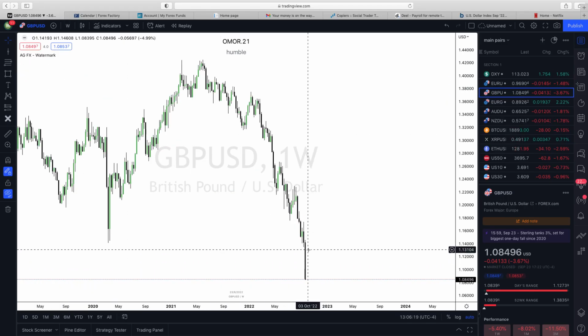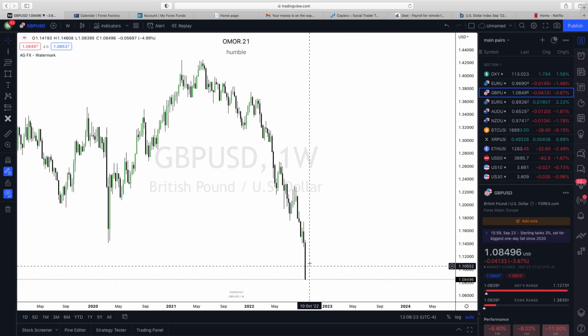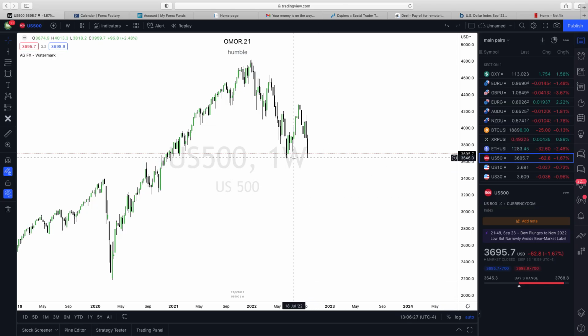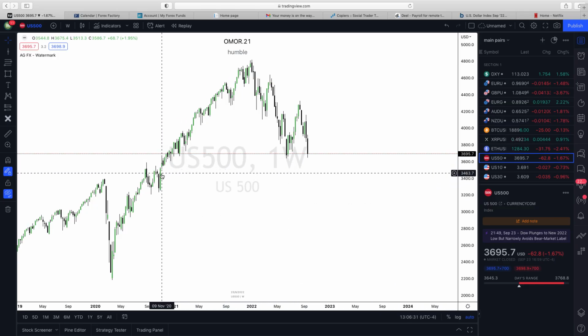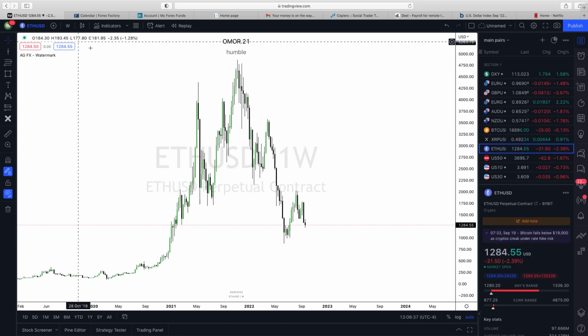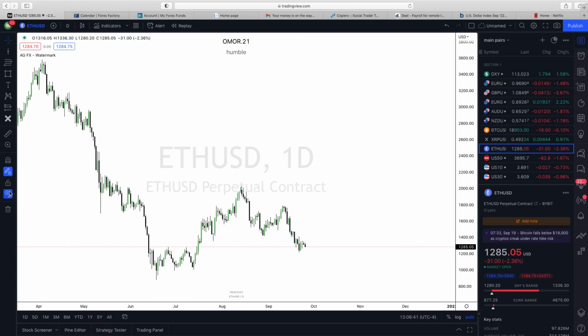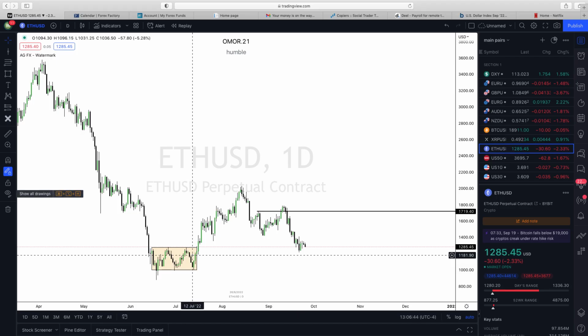Pound, I'm going to leave alone. This is just a very large range week. I'm going to let it make a bit more sense to me, right? US 500, sell side liquidity pool here. I'm looking to trade back down here at least. ETH is this low essentially on the daily. This sell side liquidity pool here.